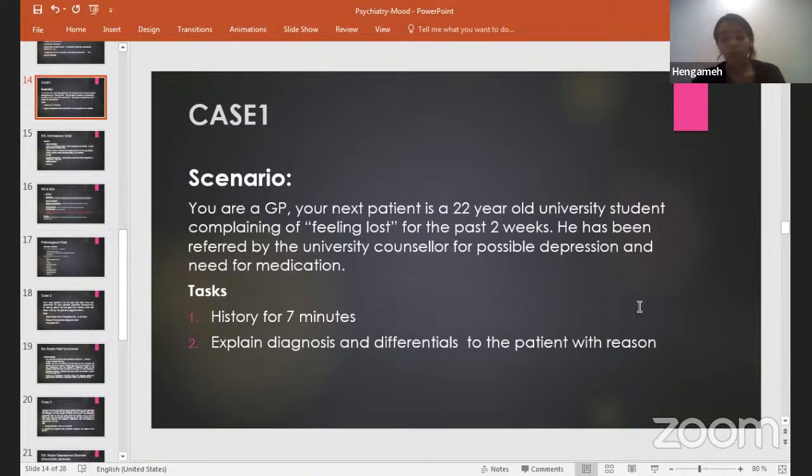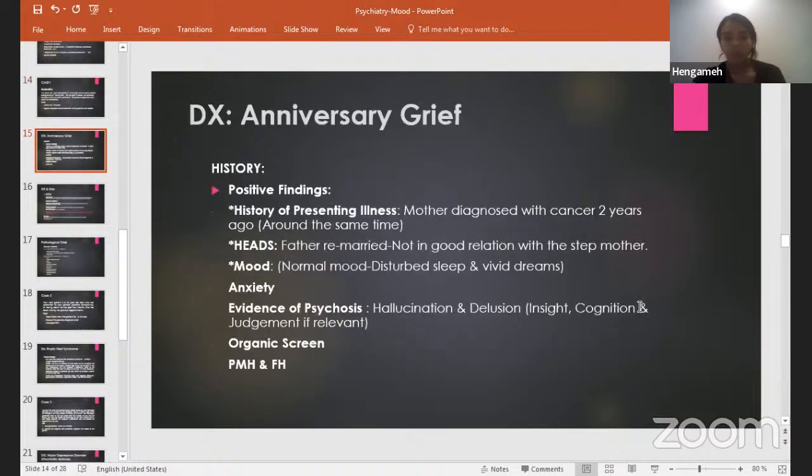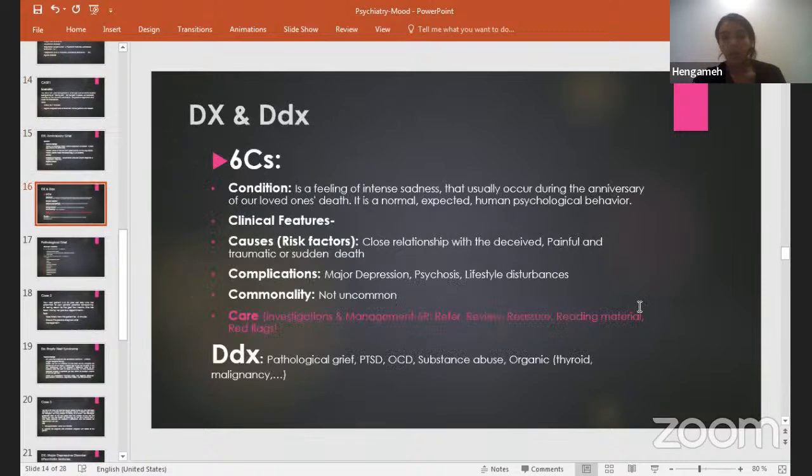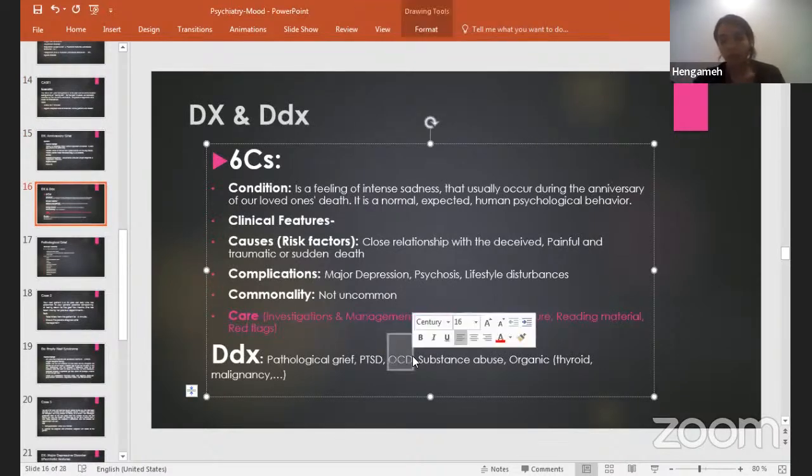It could be other causes like drug-induced, again less likely. Could be acute stress. OCD, could just be obsessed by the thought of mom. Could be organic causes, like an infection.